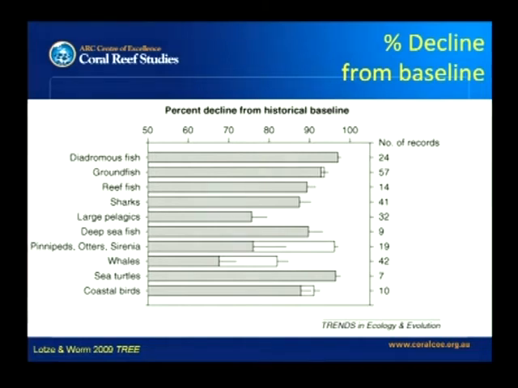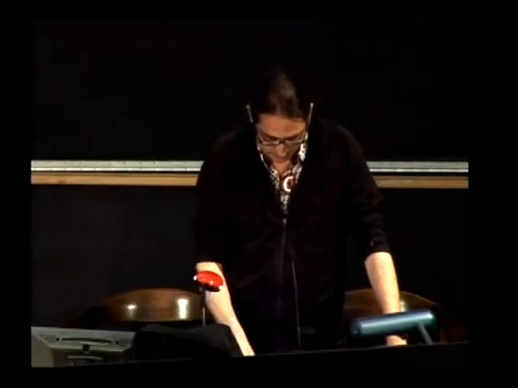Now, human impacts on marine ecosystems are large and pervasive. They're far greater than previously imagined, and they've occurred over much longer timescales than people are used to dealing with. Here's an example from Lotze and Worm's work summarizing the decline of large marine animal populations from their historical baselines. Pick your organism, you'll find one in there. There's been dramatic declines in many of these fish populations.